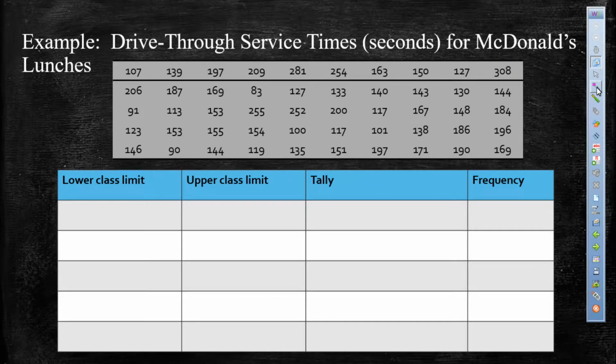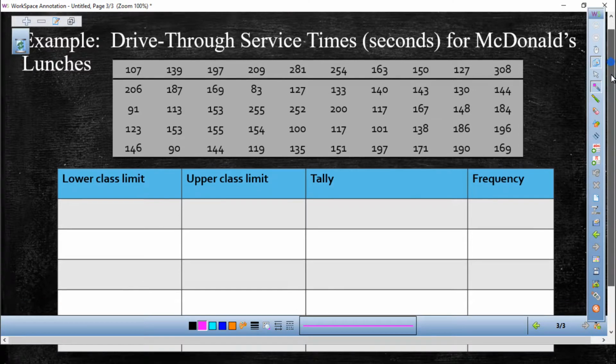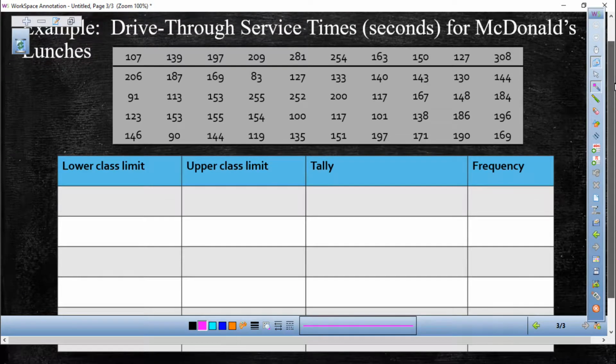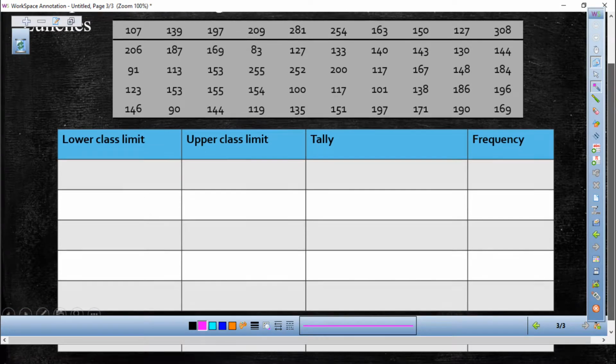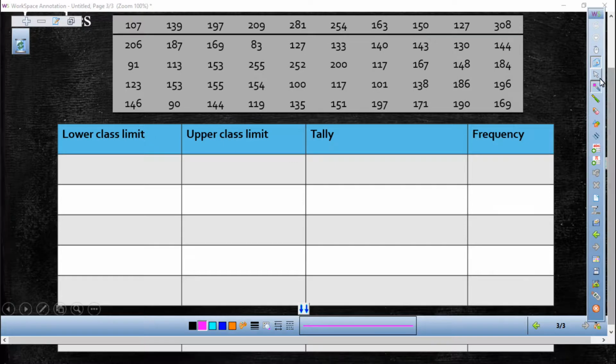Let's see here. So we have some data here, drive-through service times for McDonald's lunches. All right. So first off, we have to determine how many classes we have, right? And it may seem kind of arbitrary. Sometimes you'll pick a number, then you'll do the data, and then you'll decide that maybe you need a different number. So we're going to start off by choosing 5. We're going to have 5 classes.